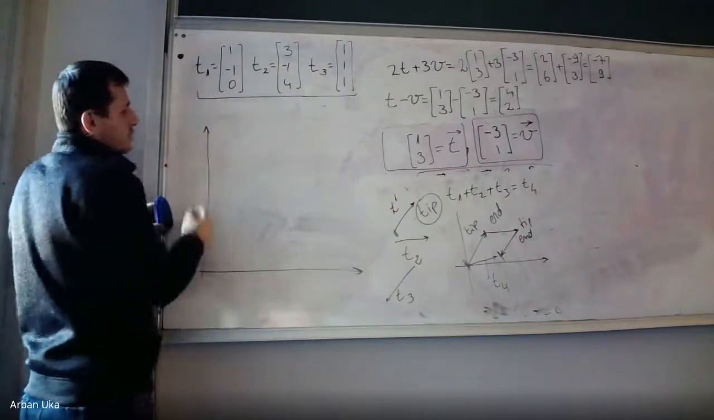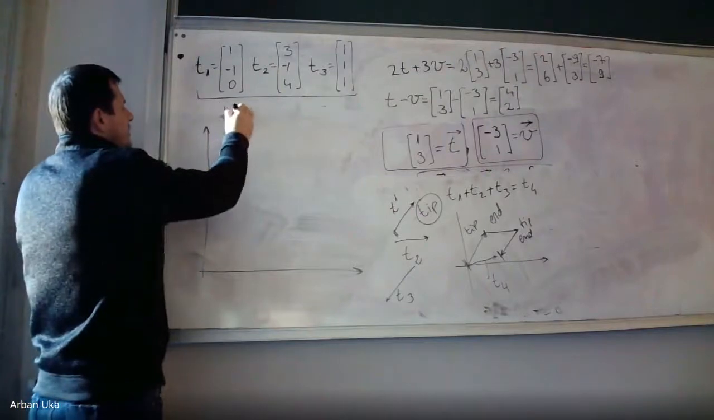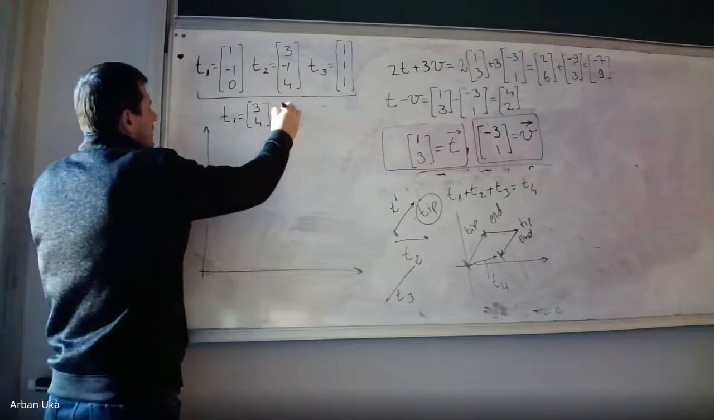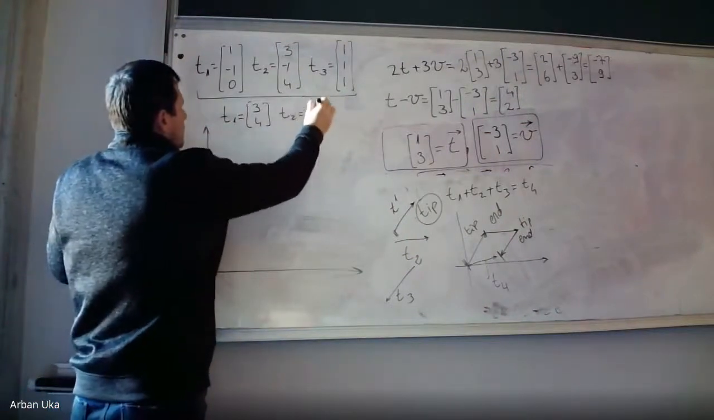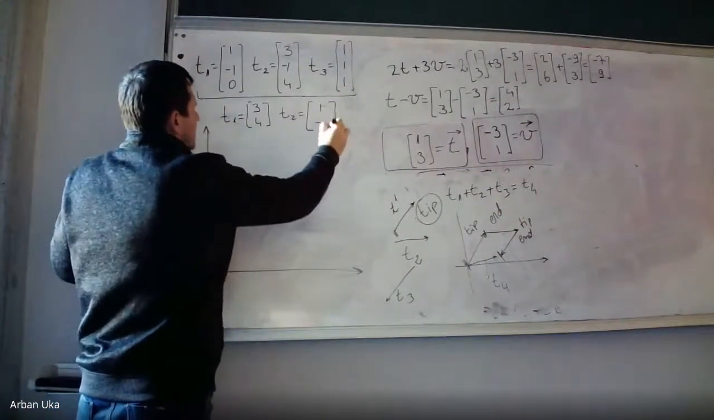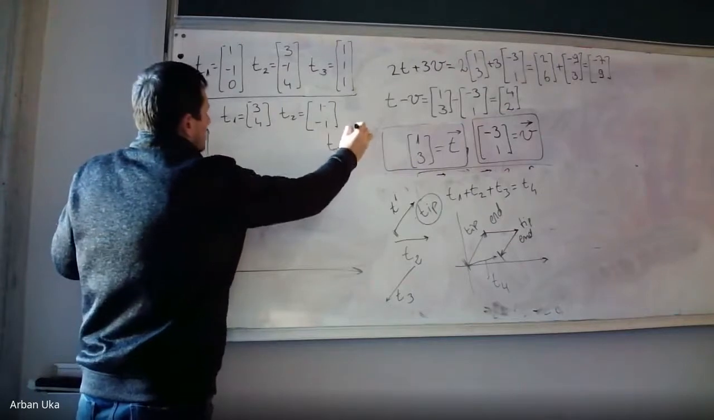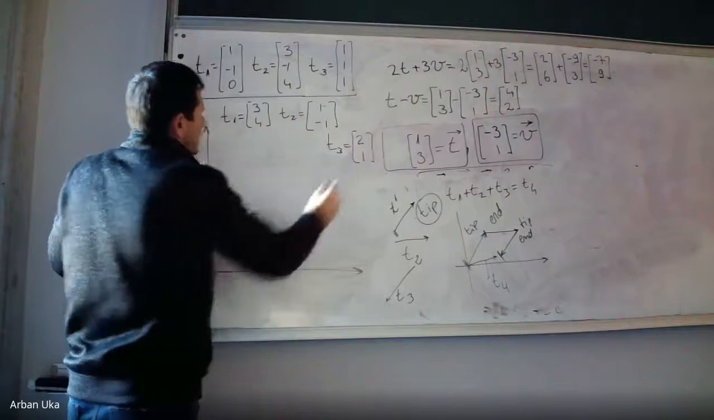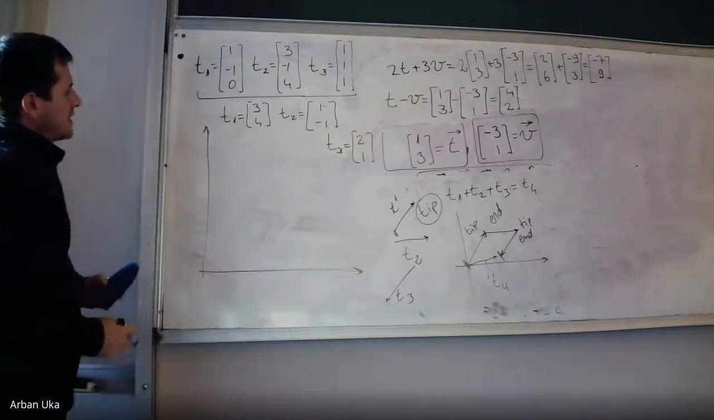So let's assume, for example, t1 is equal to (3, 4), t2 is equal to (1, -1), and t3 is equal to (2, 1). So let's add these three vectors.